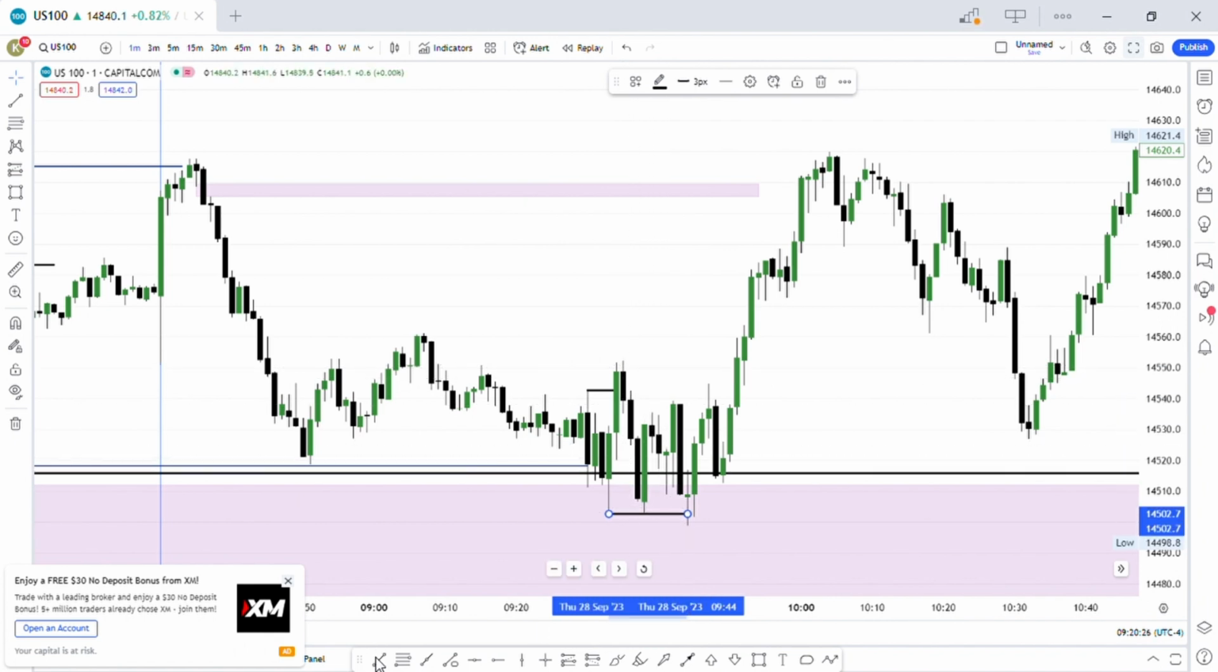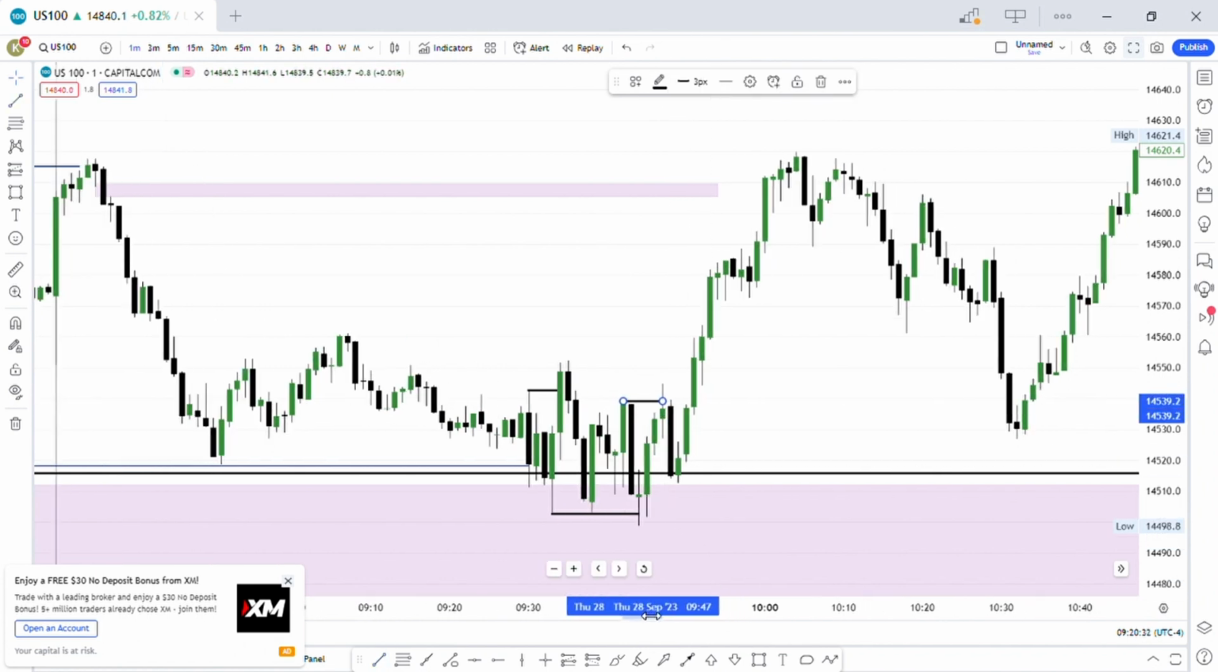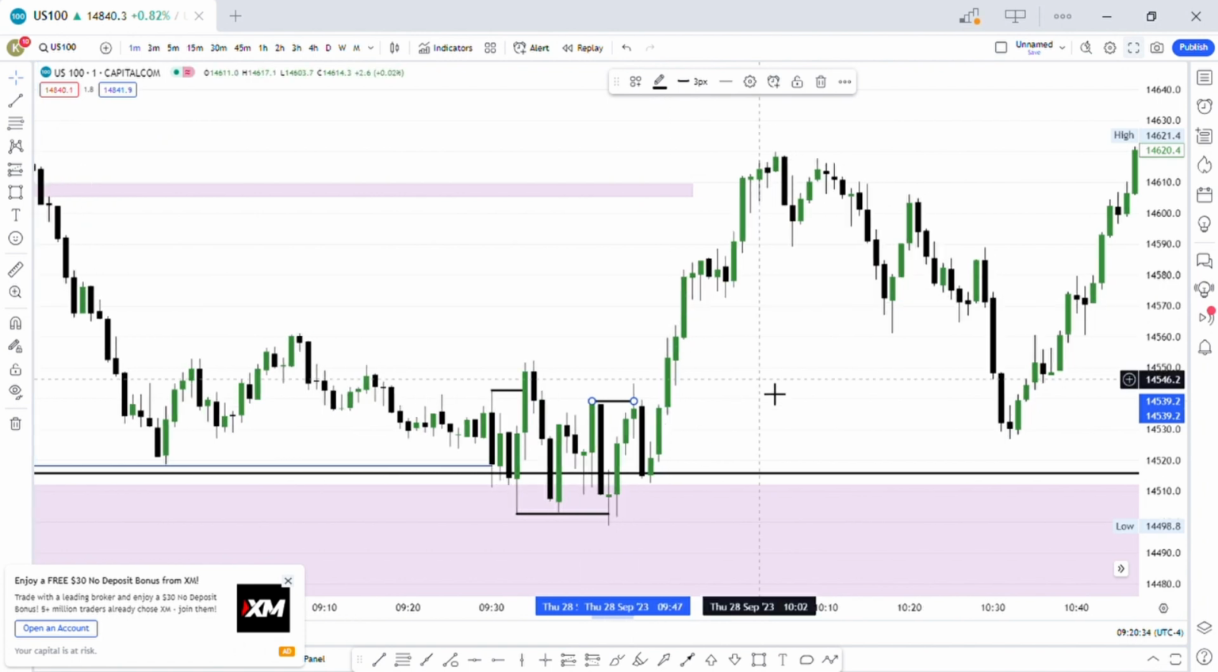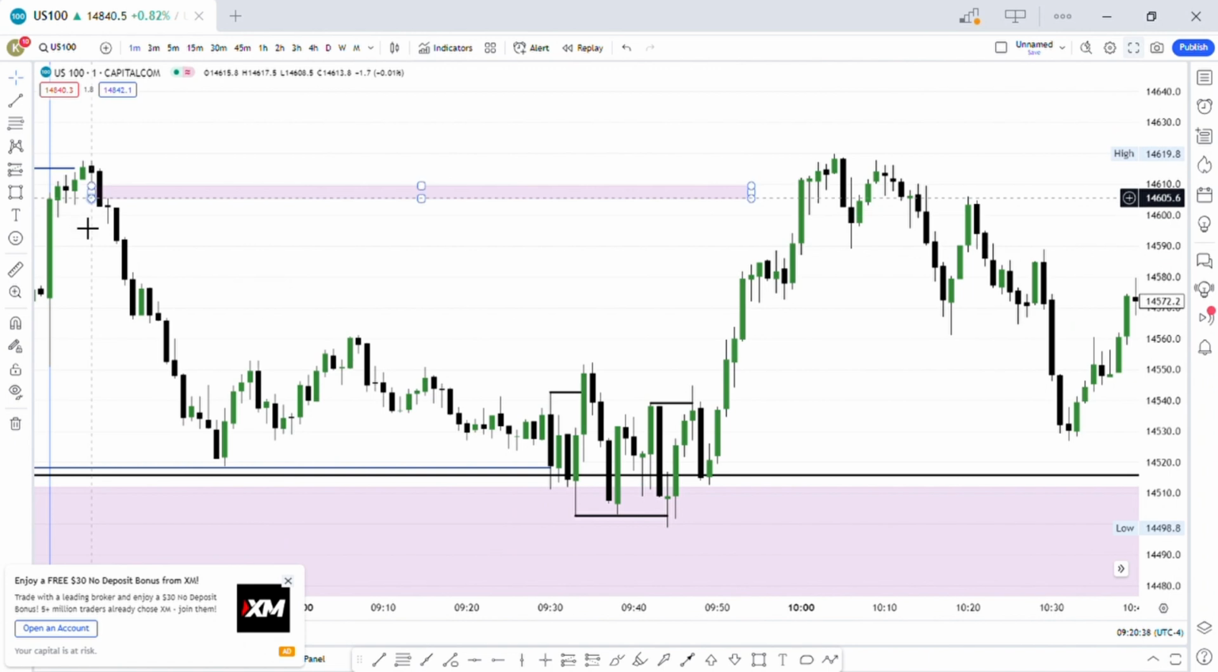Then we have another break of structure here. This is confirmation that the market is going up. The same thing happens here. Wait for the market to create a swing low. Here it's opposite. We wait for the market to create a swing high and break that swing high. So you have a swing high here, and the swing high was broken here.